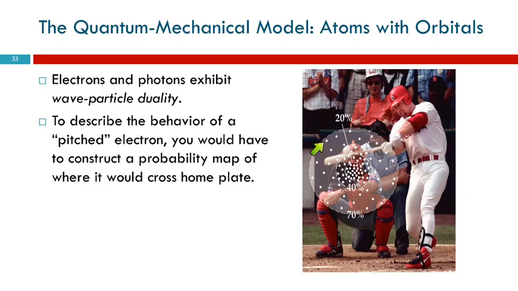So this is illustrating a probability map. We can say, well, 20% of the time it's within this circle, 40% of the time within this larger circle, 70% of the time it's going to be within this larger circle. The larger the circle gets, the higher the probability that the pitched electron is going to be within that space.